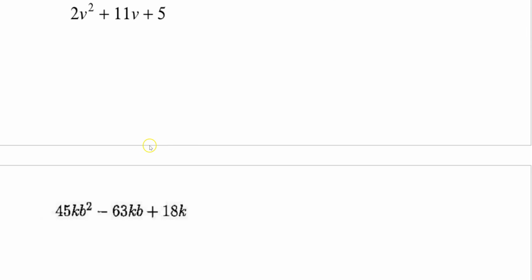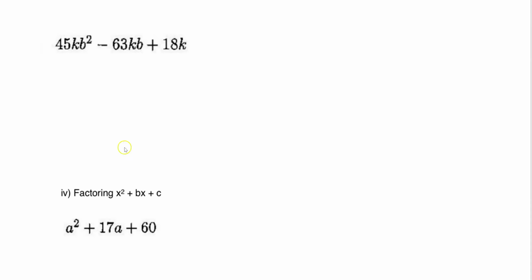I'm going to skip a couple of these because we've done a lot. I'm going to get to this one. This one looks disgusting. You're like, oh, I do not want to multiply 45 times 18. Yes, you don't. But don't forget rule 1: factor out a monomial.